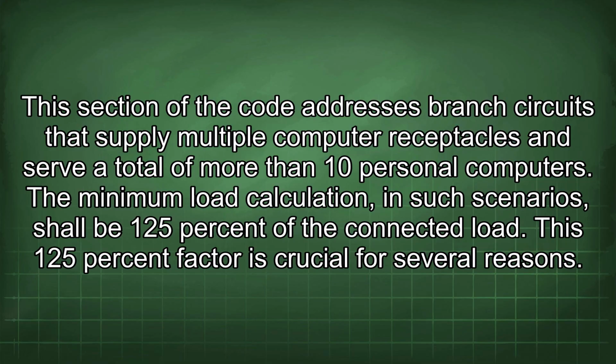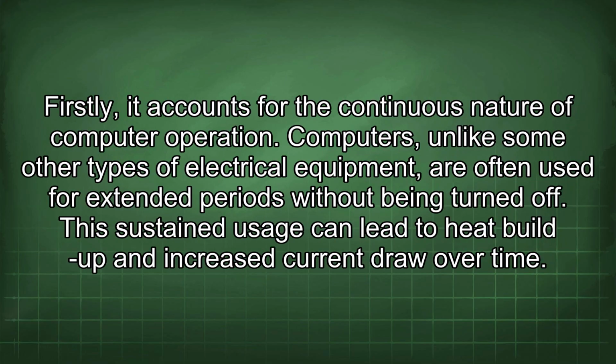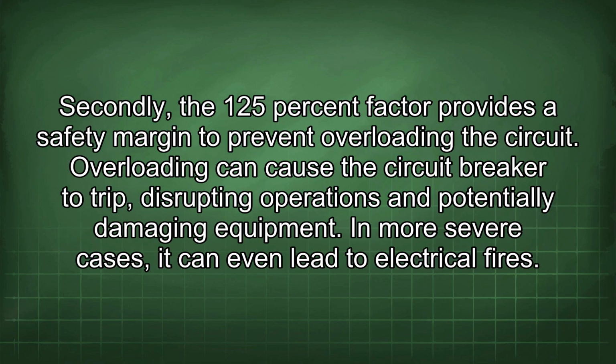This 125% factor is crucial for several reasons. Firstly, it accounts for the continuous nature of computer operation. Computers, unlike some other types of electrical equipment, are often used for extended periods without being turned off. This sustained usage can lead to heat build-up and increased current draw over time. Secondly, the 125% factor provides a safety margin to prevent overloading the circuit. Overloading can cause the circuit breaker to trip, disrupting operations and potentially damaging equipment. In more severe cases, it can even lead to electrical fires.